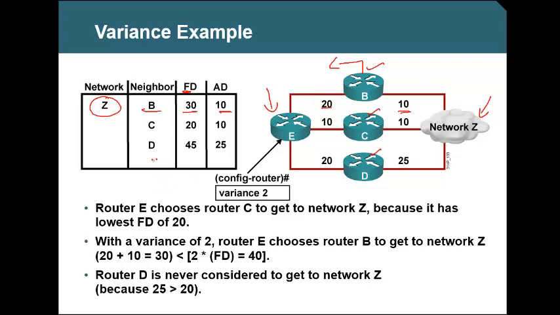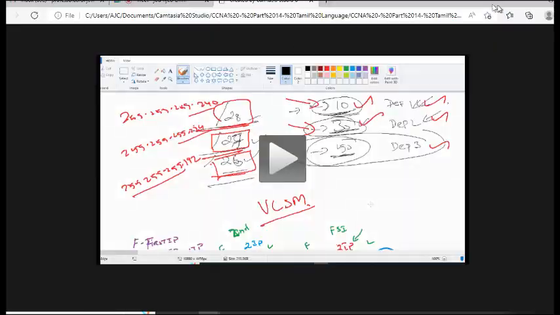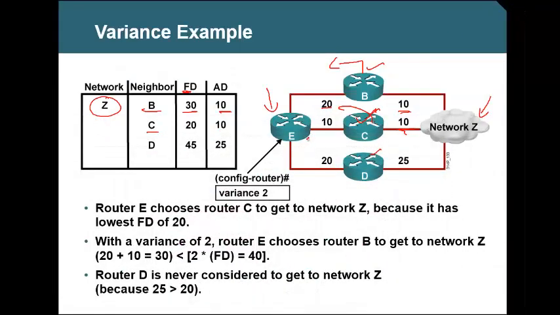Likewise, to go via C, the advertised distance is 10 and the metric between E and C is another 10. 10 plus 10 is 20. And here via D, the advertised distance is 25. The total metric is 25 plus 20 is 45.